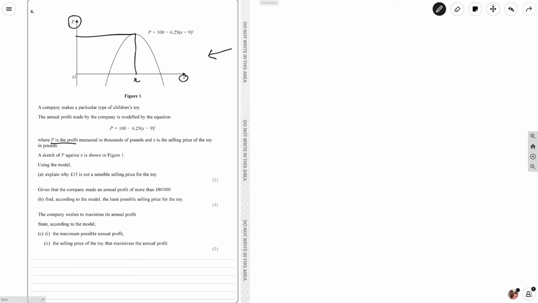So let's just have a look at a couple of other places. Let's say we chose a value here for the selling price of the toy. Well, that would mean that we would be making a loss. Our profit would be negative, which means we're making a loss, so we wouldn't want to choose that selling price of the toy.